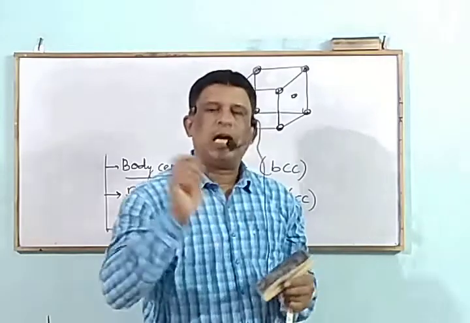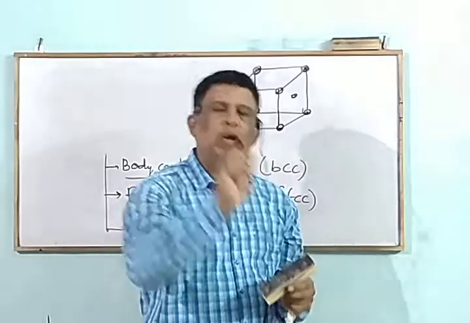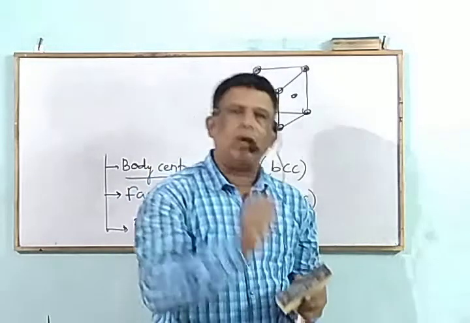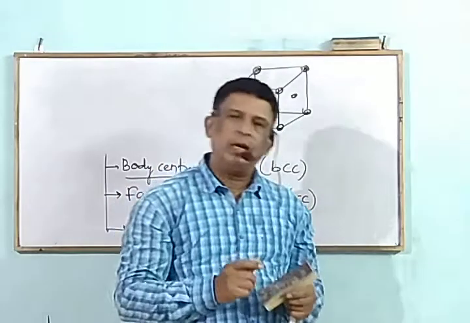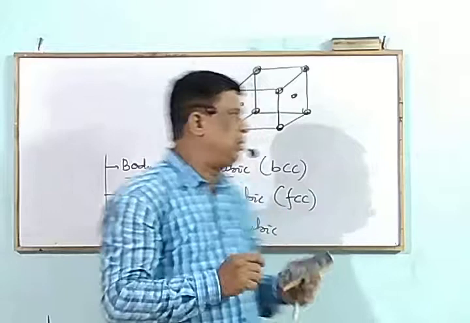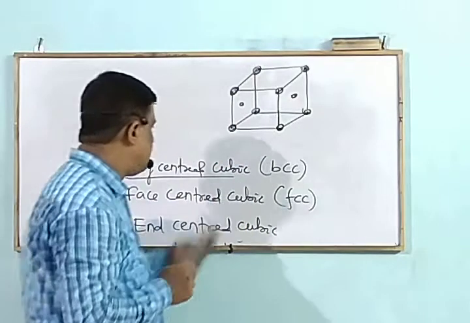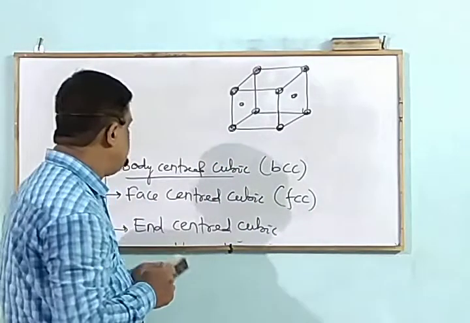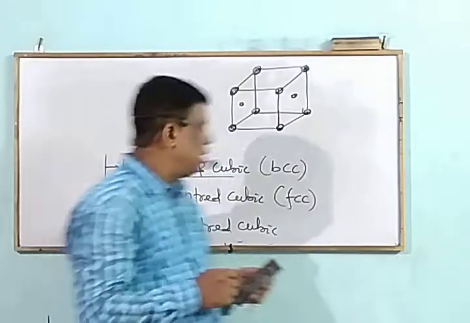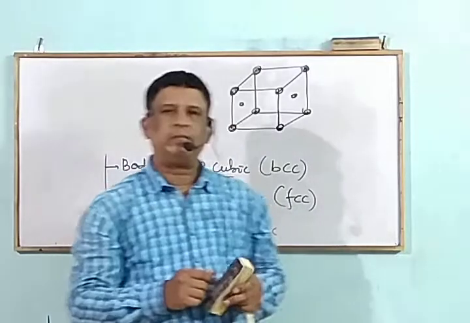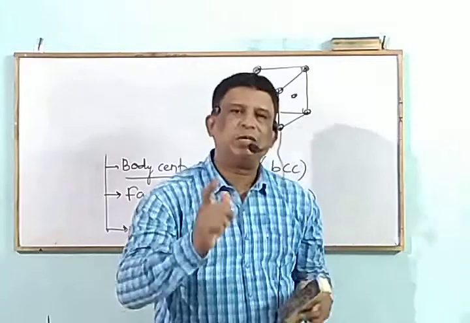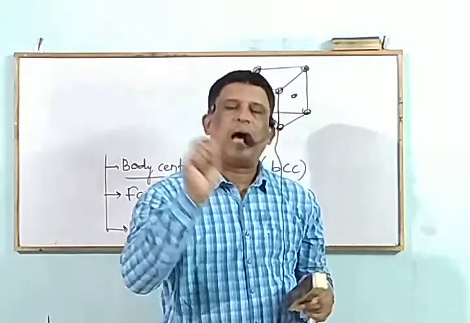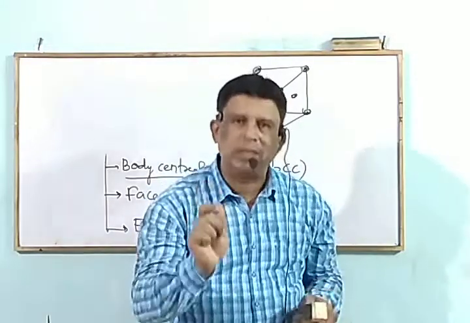So unit cells are of 2 types. One is simple or primitive, one is centered or non-primitive. Again, non-primitive is of 3 types. One is BCC, body centered cubic. Next, FCC, face centered cubic. Last one is end centered cubic. Next, we discuss the total number of atoms present in a unit cell.